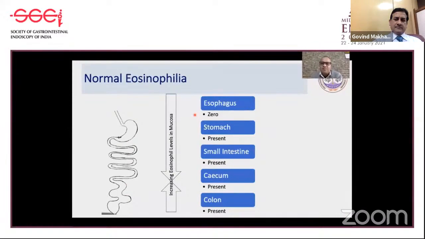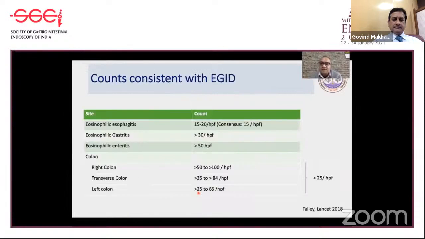Now, some parts of the bowel do have eosinophils normally. In fact, most of the bowel does have a few eosinophils, except for the esophagus, where eosinophils are abnormal. The numbers keep increasing till around the terminal ileum, the cecum and the right colon, after which again there is a decline in the number of eosinophils. And that is the reason that the cutoffs which are used for diagnosis of eosinophilic disorders of a particular area or region are variable.